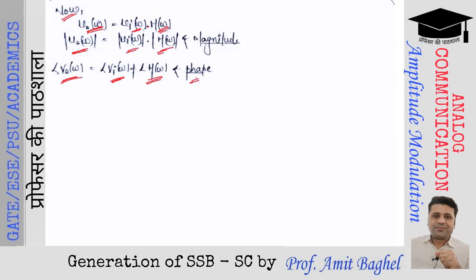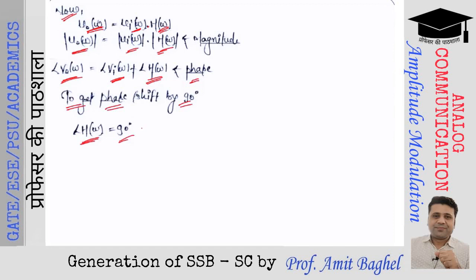Right? Now we have a 90-degree phase shifter. That means we want a 90-degree addition in phase. So to get the phase shift of 90 degrees, the angle of H omega should be 90 degrees. Only in that case will the phase of V naught omega at the output be 90 degrees more than the phase of the input. The input phase is that of Vi omega, and when you add 90 degrees of phase to it, you get the output phase. So ultimately, the angle of H omega should be equal to 90. Only then will a 90-degree phase shifter circuit be made. Right?